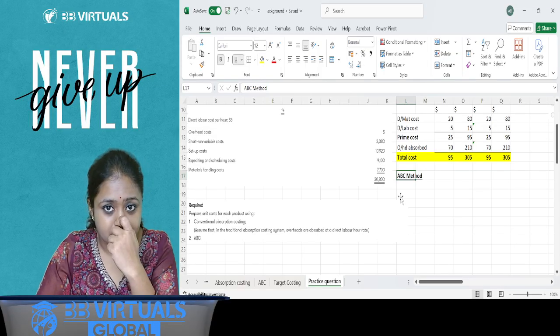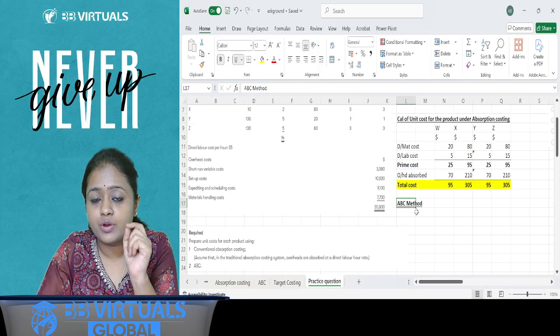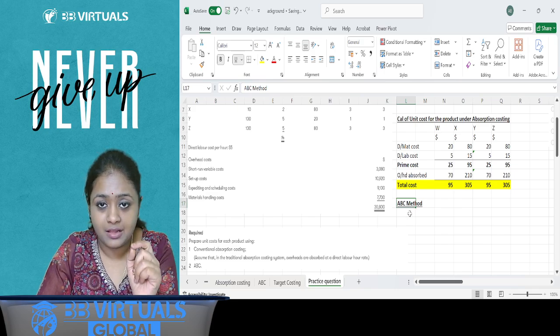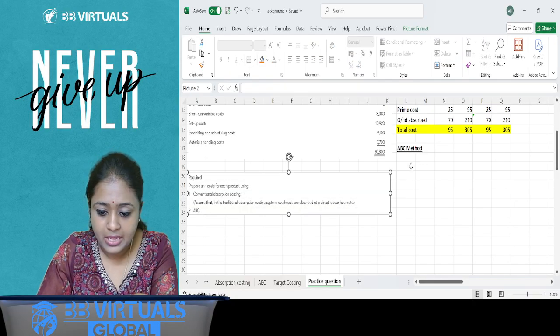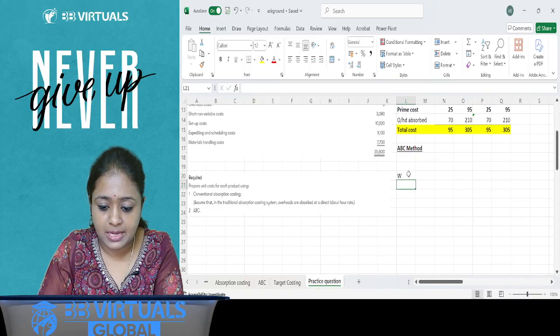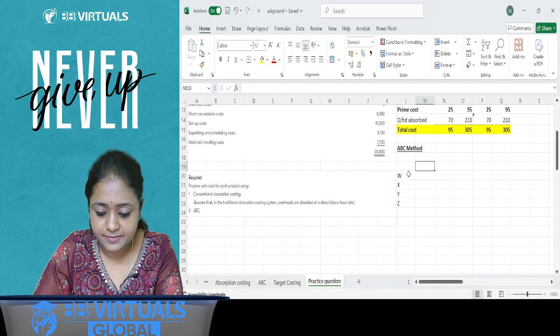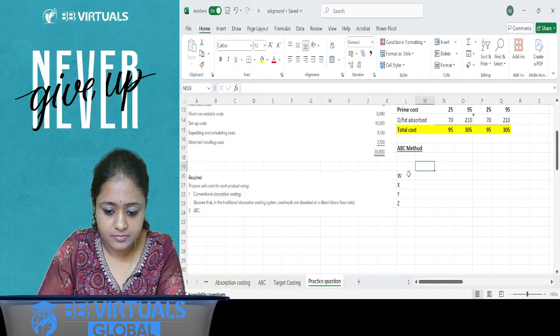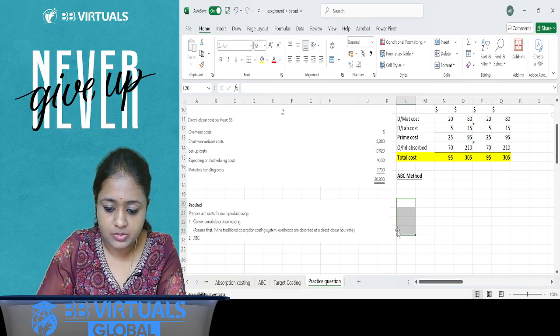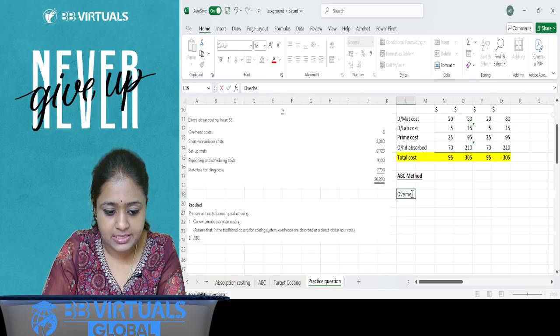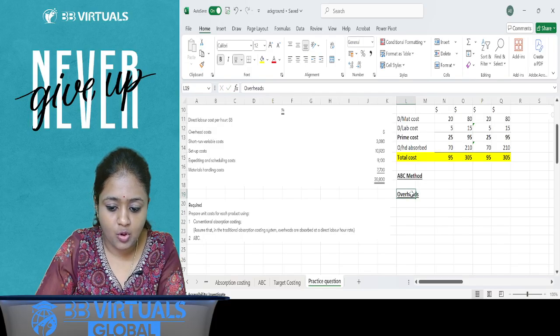Let's do the calculations. Now, how would you do it? For that, I would need to prepare a table. Let's list down the products here. It's W, X, Y, and Z. Now let's list down the overheads.